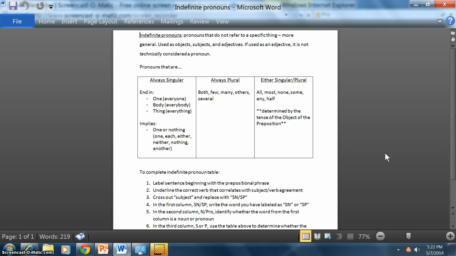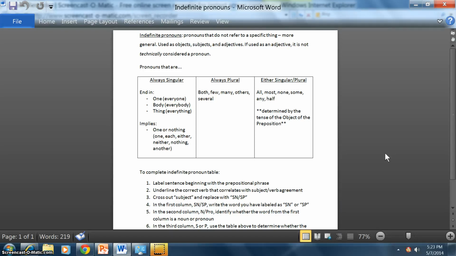Pronouns that are always singular end in the words one, body, and thing, such as everyone, everybody, and everything. They also imply one or nothing, such as one, each, either, neither, nothing, and another. Indefinite pronouns that are always plural are the words both, few, many, others, several. And the pronouns that are either singular or plural are the words all, most, none, some, any, and half.